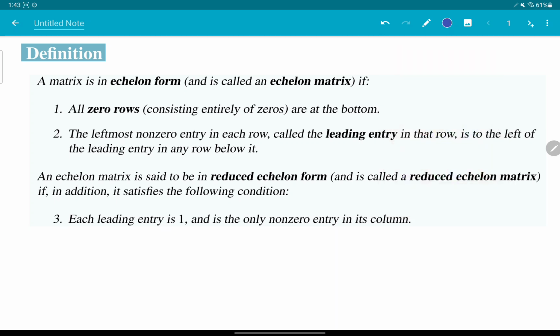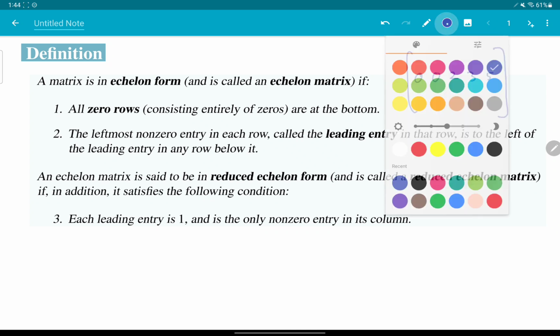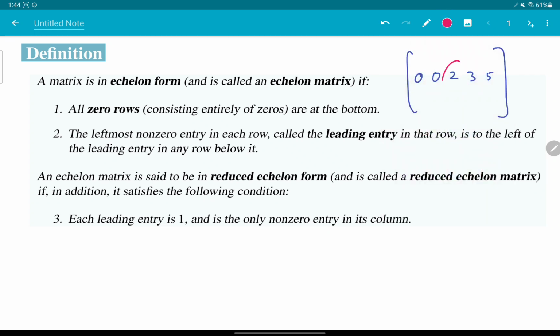First of all, a zero row. Okay, so that means entirely zero. Okay, no non-zero entries at all. Leading entry should illuminate that a little bit. So if you have a row in a matrix and it starts with some zeros, so this 2 here is the leading entry in that row. So I'm looking at the row from left to right, and the first non-zero number I see, that's my leading entry. So again, looking at the row from left to right.